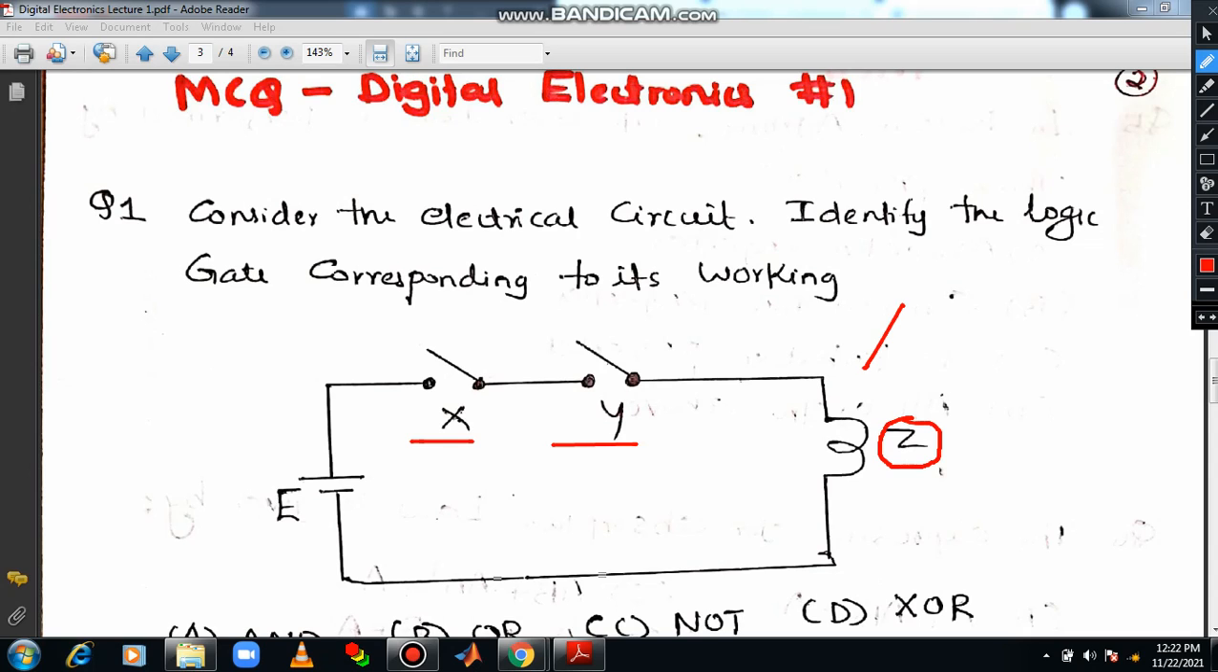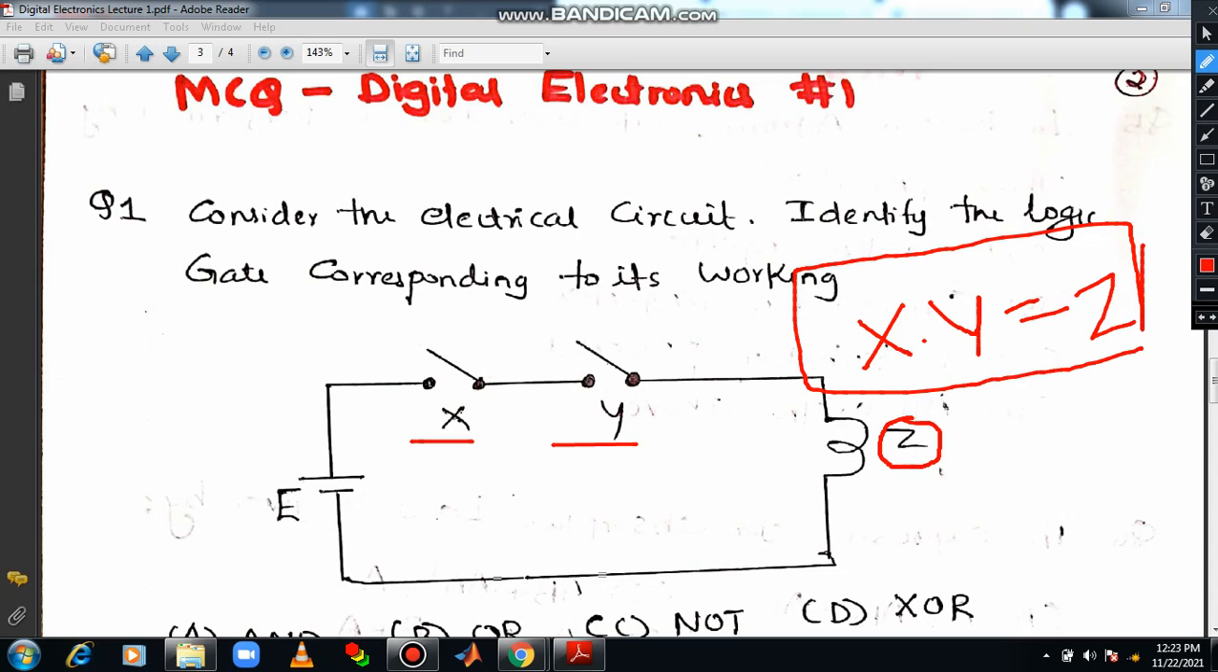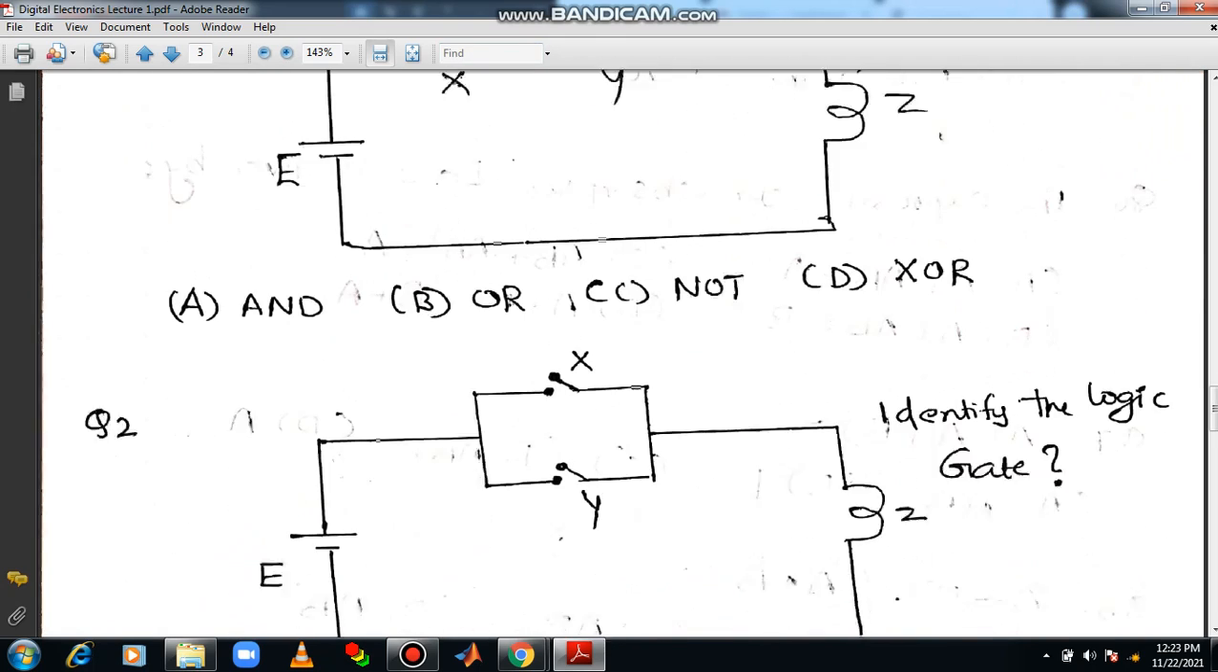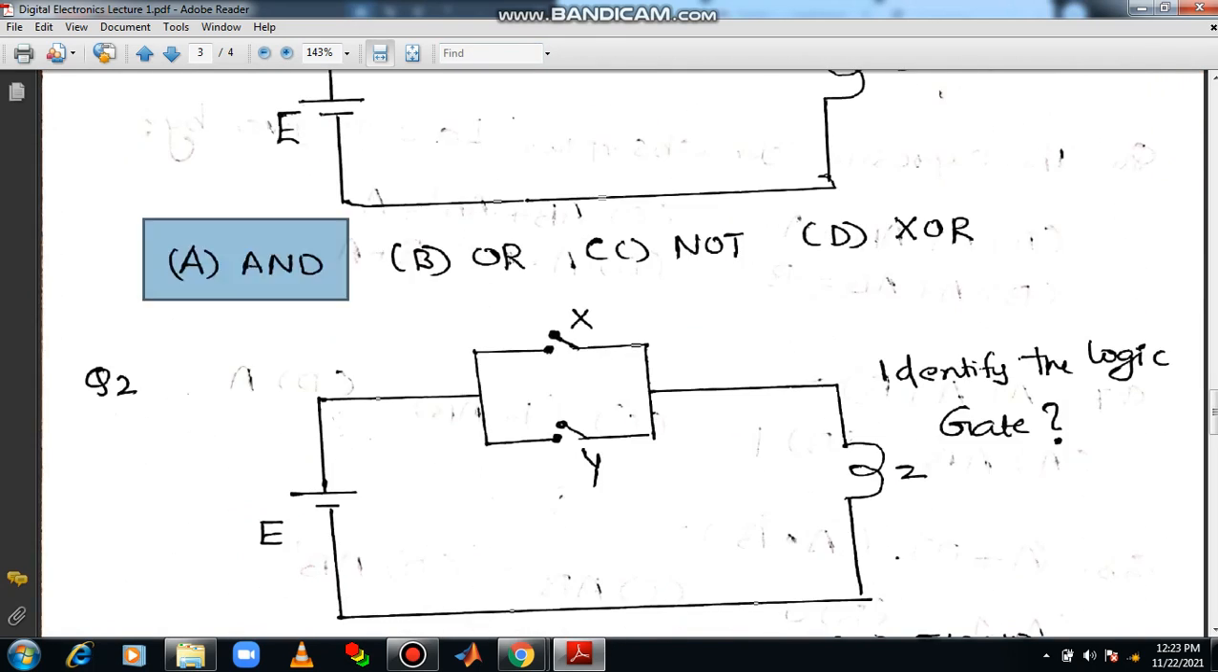Here x and y, that is going to perform AND. You will be getting the particular equation, x dot y is equal to z. So for the lamp to glow, both switches should be closed. So I can select AND operation. Please select the first option. Okay, the first option is the right answer.